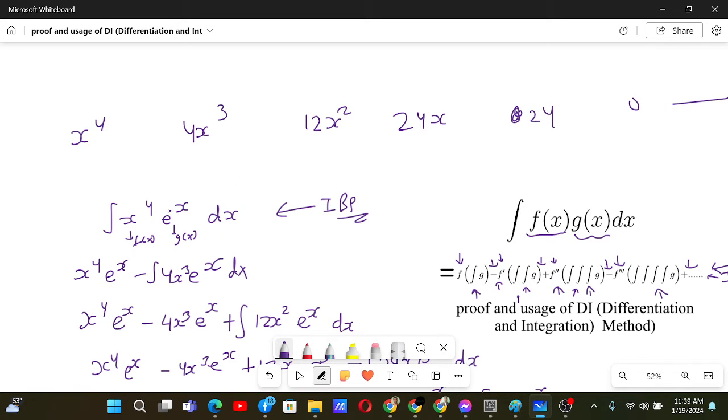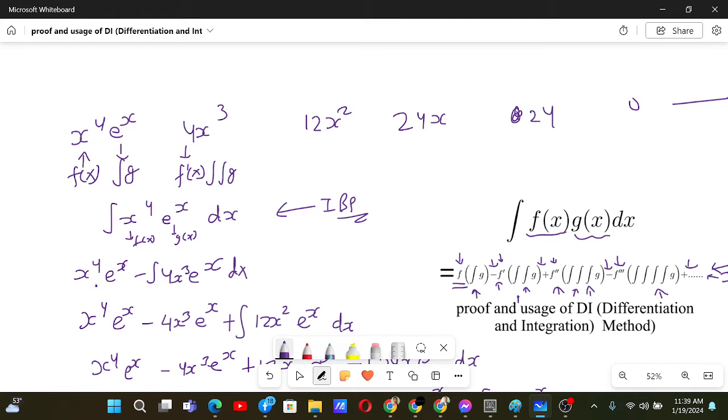And for e^x, the integral of e^x is e^x. Notice that for differentiation, we don't take the derivative in the first step, but we do integrate. Over here we have the first derivative, but we have a double integration. So please notice that thing: don't differentiate at the first step itself.